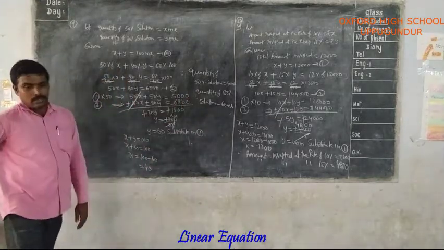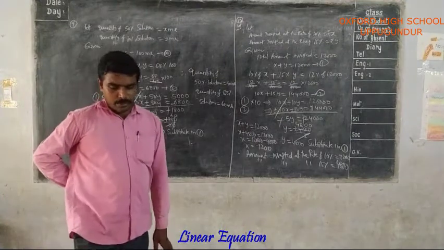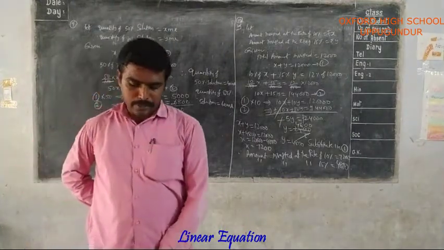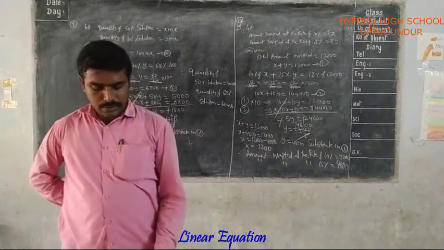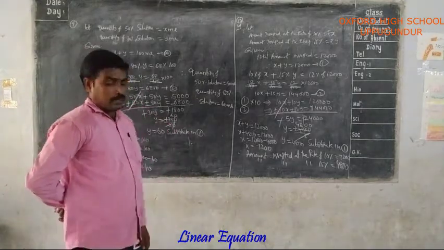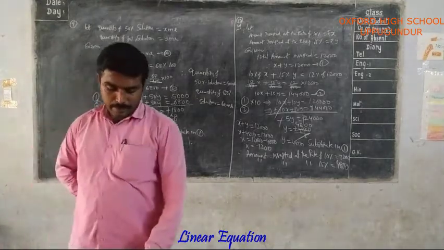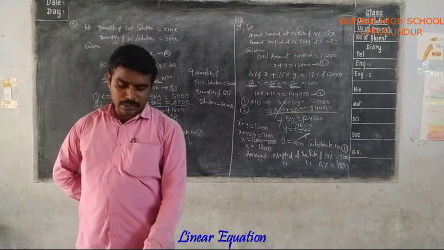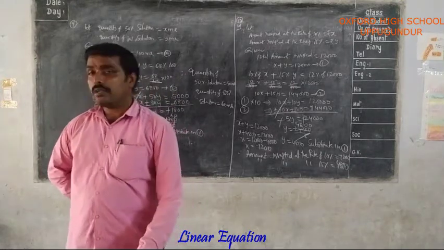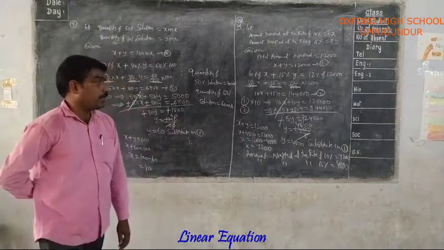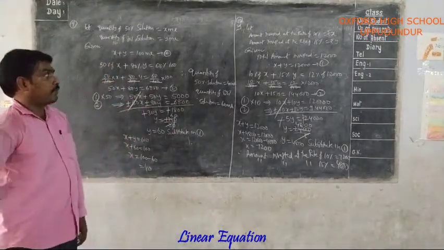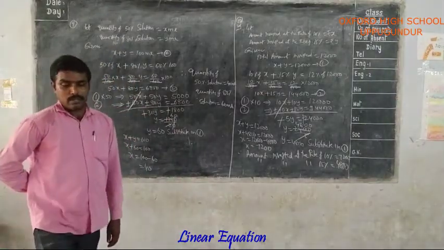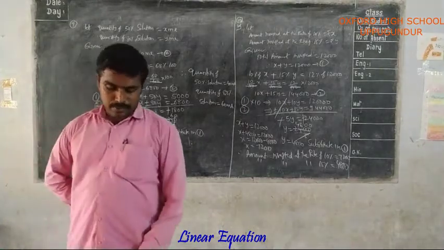So this is about exercise 1.2. Up to this, exercise 1.3 is completed. So next exercise is based on solving reducible equations, solving pair of linear equations. Reciprocal equations converting into pair of linear equations, and after that you have to solve those pair of linear equations.